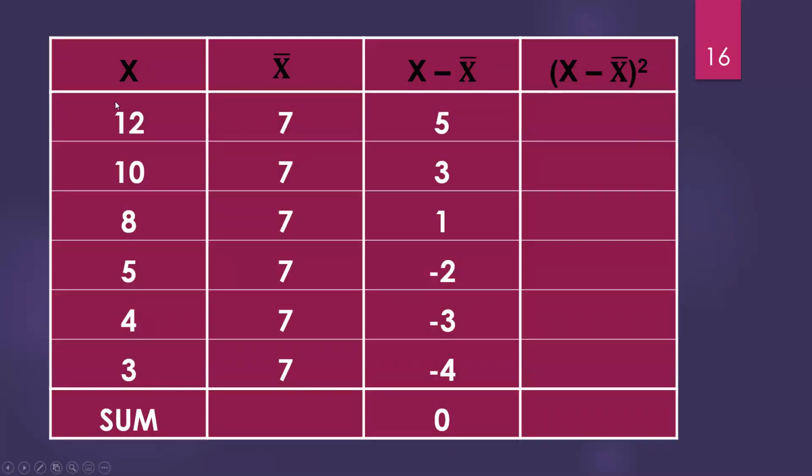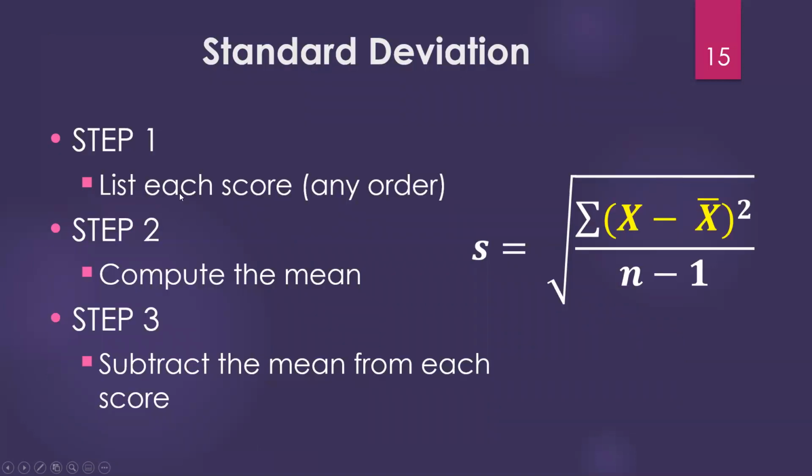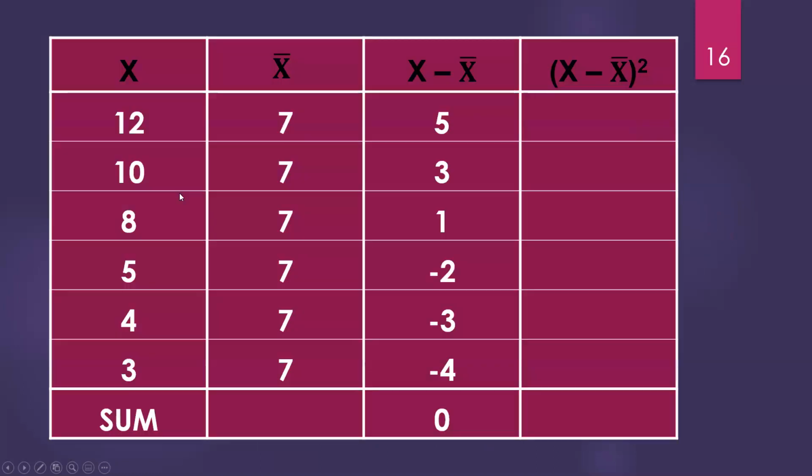So here, your first column, these would be the data that I already give you, right? So I'm going to say, let's calculate the standard deviation for, let's say these are, I don't know, drink prices. For these 6 drink prices: $12, $10, $8, $5, $4, $3. So your first step, step one here, is to list each score. Here, order does not matter. They don't need to be high to low, low to high, it doesn't matter. List each score in this first column.